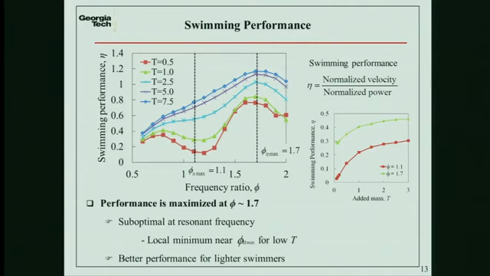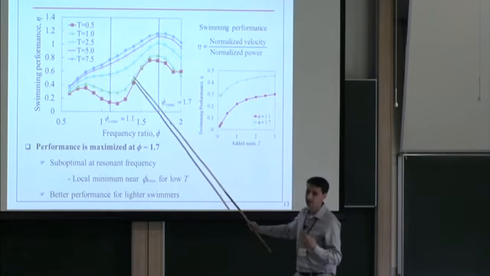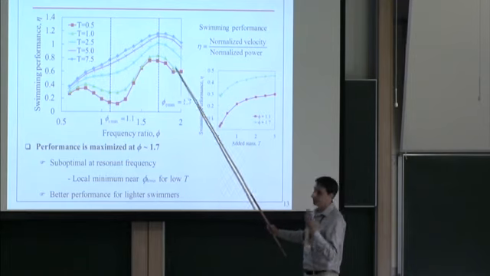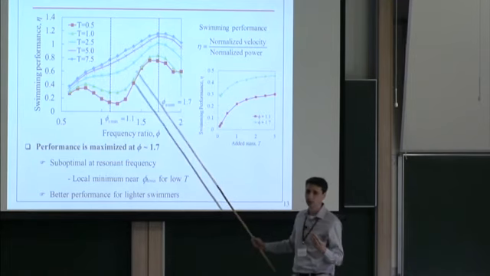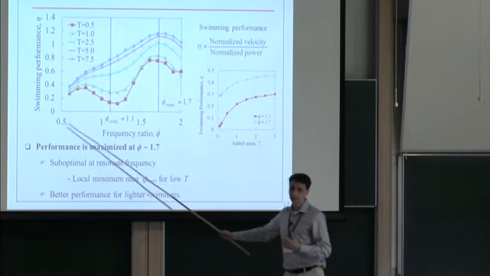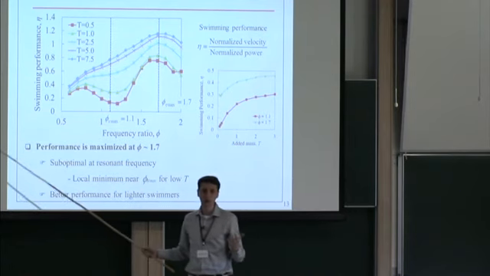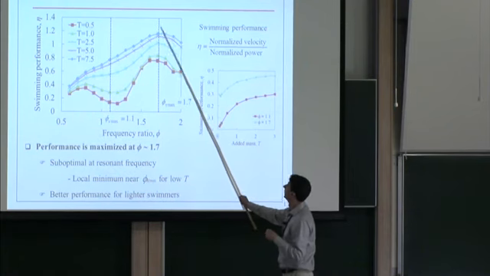Interestingly enough, there's another regime, this 1.7 I told you before, where we have a maximum. And this maximum is for all swimmers for added mass. We tested it, and here we see essentially that our light swimmer always wins. It wins for the whole range of frequencies we have. So the light swimmer is always more efficient, and the maximum is at this point.